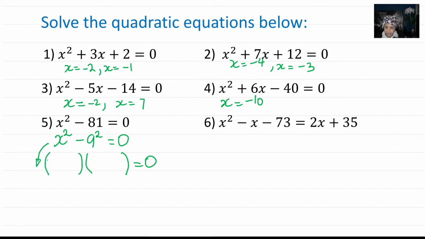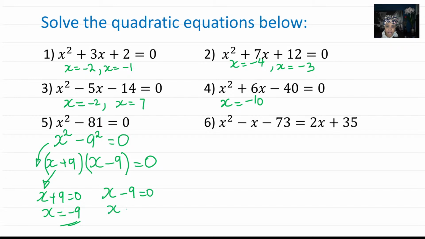So we have in one bracket x plus 9, in the other bracket x minus 9. So you're not going to get just one answer, are you? You're going to have one of the brackets saying x plus 9 equal to 0. So therefore x is equal to -9. That's one of the answers. In the second one, you have x minus 9 equal to 0. Therefore, x is equal to 9. So they are not the same answer. So be careful.